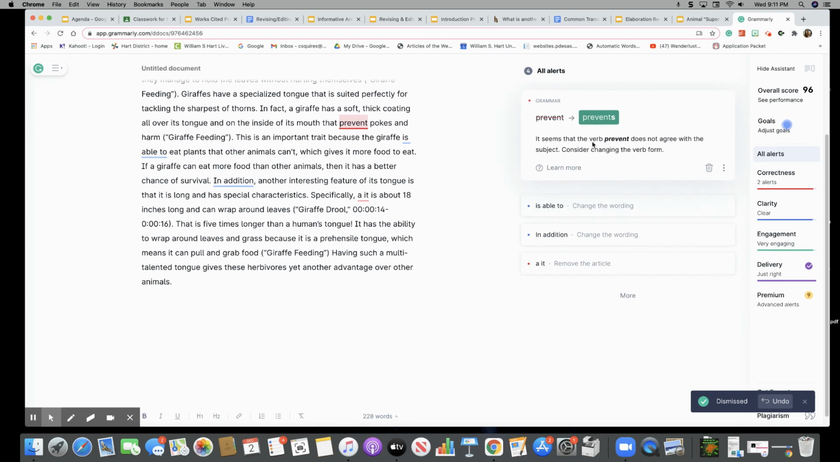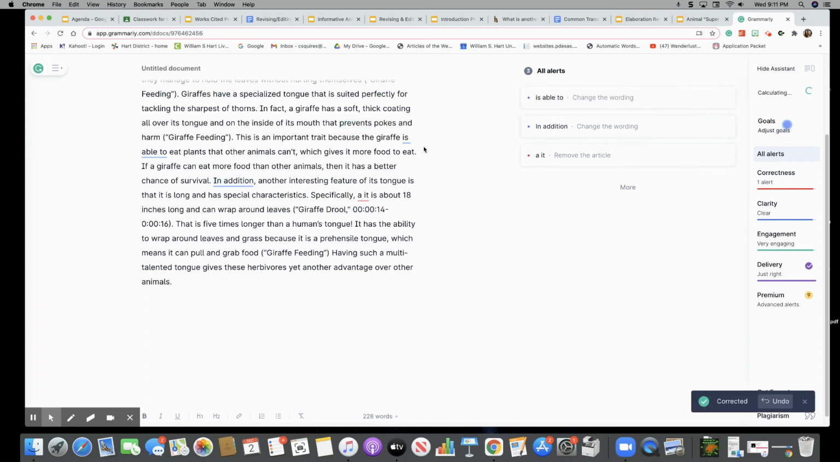Let's see what it says here. It seems the verb "prevent" does not agree with the subject. Consider changing the verb form. So let's see. In fact, a giraffe has a soft, thick coating all over its tongue and on the inside of its mouth that prevents pokes. Yeah, so good. It caught a mistake. I mean, that's why I love this program. So yes, I'm going to take that example.